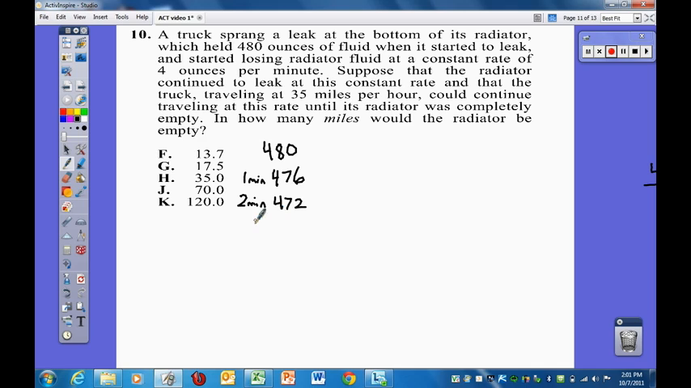Now that's going to take a long time to figure out how many minutes it takes for it to leak out. So you can think about this as taking 480 ounces and dividing by 4 ounces per minute.